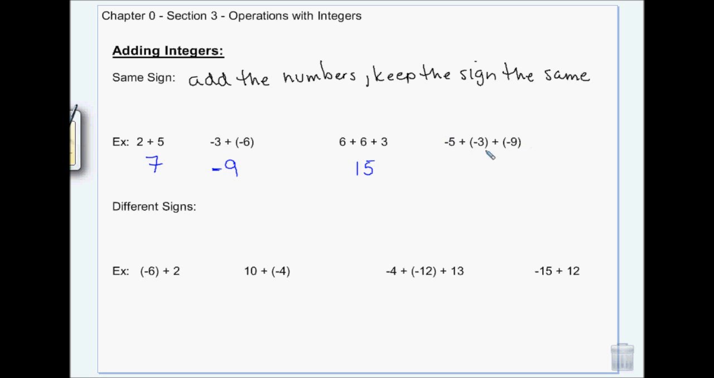Here I have 3 negatives, all negatives, so I'm going to add them together. So -5 plus -3 is -8, plus -9 is -17. So 5 plus 3 plus 9, and then keep it negative because they're all negative. So in this instance, I borrowed $5 from you, and then I borrowed $3 more from you, and then I borrowed $9 from you, so now I owe you 17 bucks. Except not really.